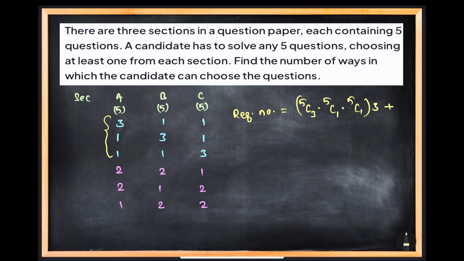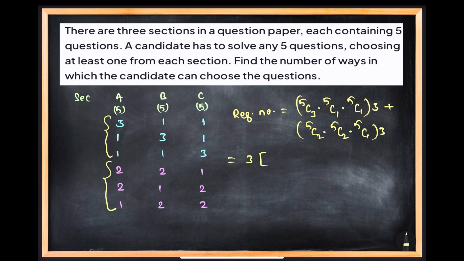Now look at this case, whatever color you want to call it. So it is 5C2, 5C2, 5C1, into 3 because all 3 are the same, right? So let's simplify things. You know that 3 is common, so you can take 3 common outside.